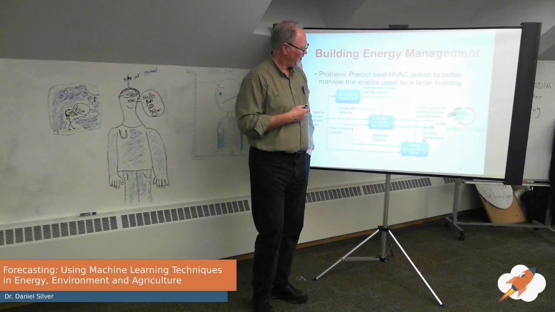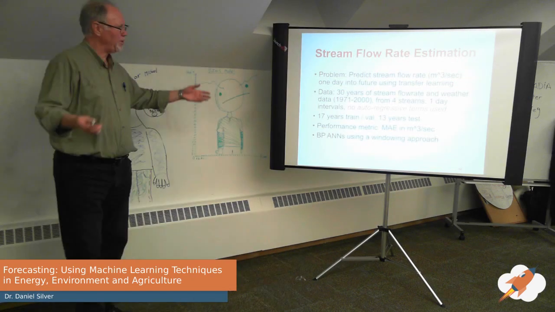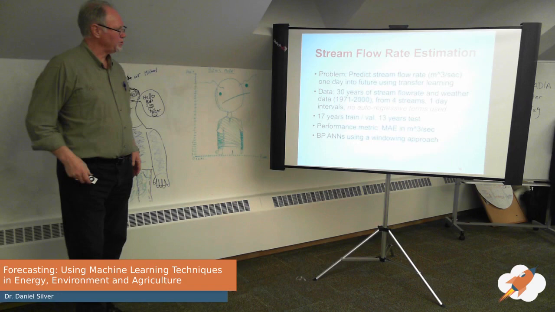Okay, this is more back to agriculture and the environment. This was a project done quite a few years ago, and it was predicting the stream flow rate in some of the rivers in Nova Scotia. And the motivation here is that municipal planners would like to know, for example, if the water rises in the river, are the building plans that they're okaying too close to the river side, that type of thing.